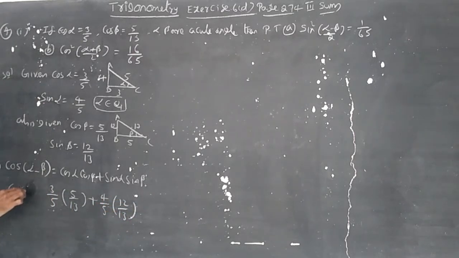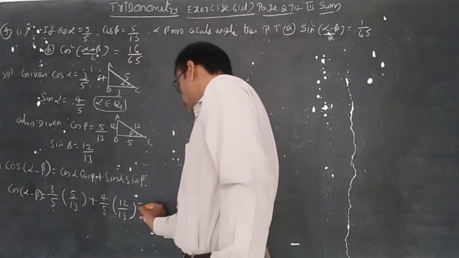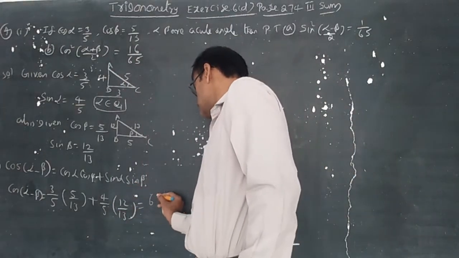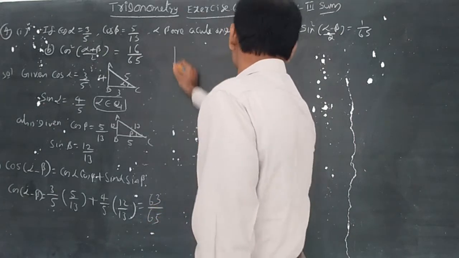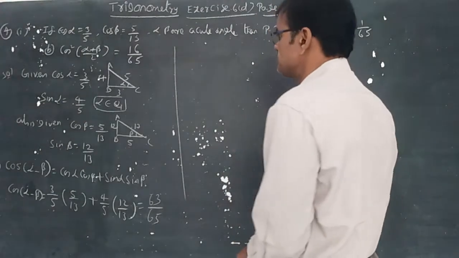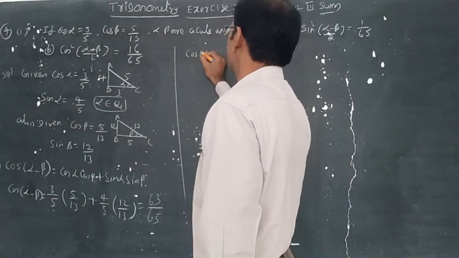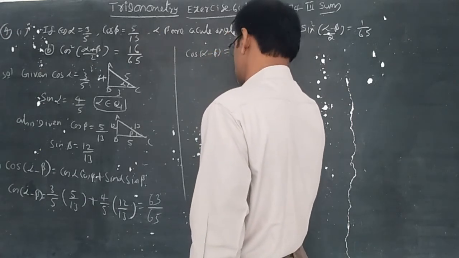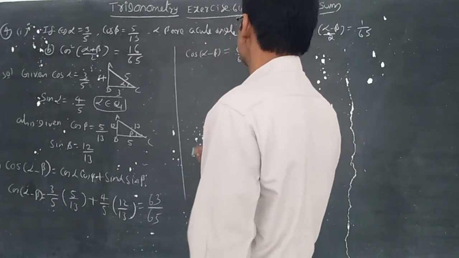We are calculating here the value of cos of (alpha minus beta). 3 fives are 15 and 4 twelves are 48. 48 plus 15 is 63 by 65. Now we got cos of (alpha minus beta) as 63 by 65, using cos alpha cos beta plus sin alpha sin beta.